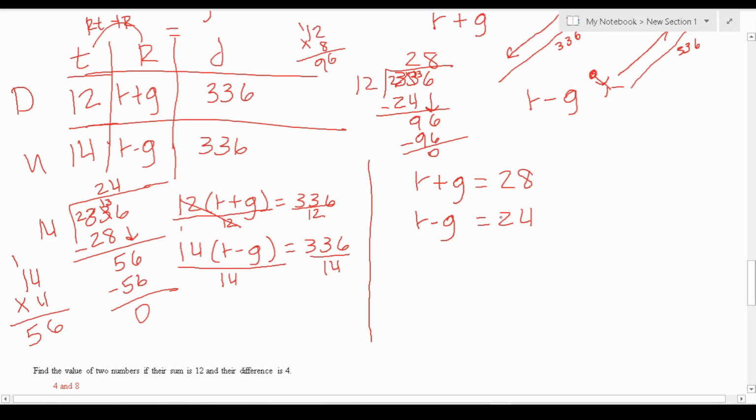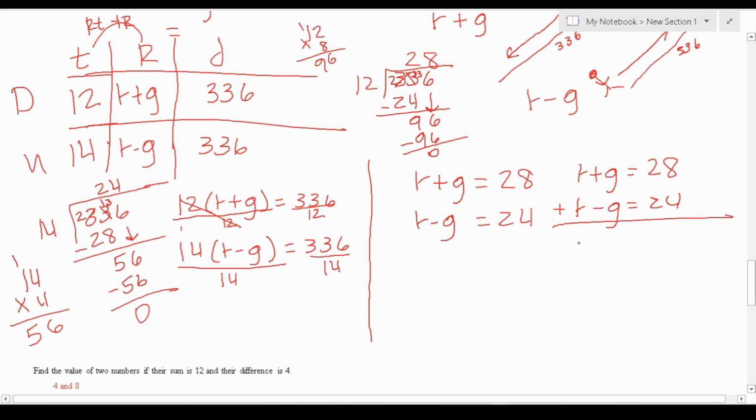Now we have our system of equations, namely r plus g equals 28 and r minus g equals 24. And in this case, we're not asked to solve for g. That would be irrelevant. But we are asked to find the speed of the runner on still ground, or on flat ground, which is just r by itself. So in other words, we have to solve this one using elimination. More specifically, we're going to eliminate the variable g. And to do that, we're just going to add these two equations together. So let me rewrite this. We have r plus g equals 28. And we're going to add the second equation to it, r minus g equals 24.